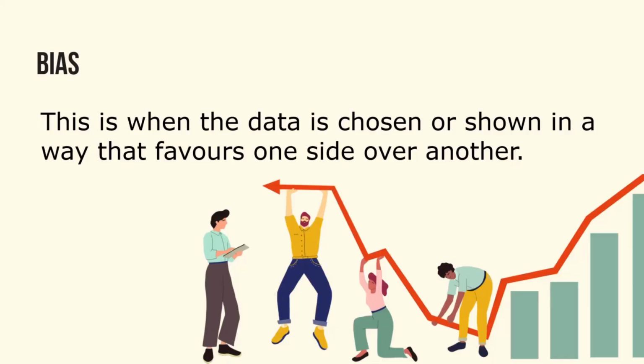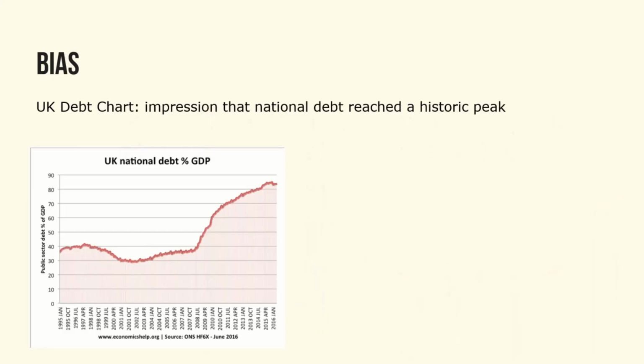And then we have bias. And this is when the data is chosen or shown in a way that favors one side over another. And I have here another example. It's a chart showing UK national debt in percentage. And based on this publication, you can see that the national debt reached a peak in 2016. That is like a historic peak. But is that really what's happening here?